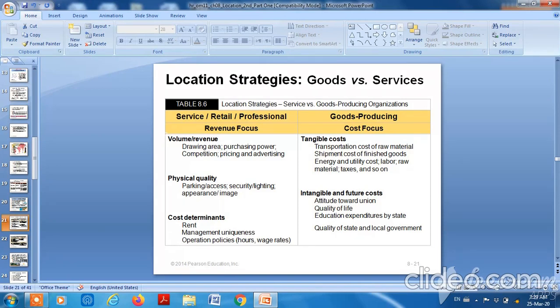The goods or manufacturing industries will be concerned about the cost because they are cost focused. The cost will consist of tangible costs and intangible and future costs. Tangible costs like transportation costs of raw materials, shipment cost of finished goods, energy cost, utility cost, labor cost, raw material cost, taxes, and so on. Intangible and future costs like attitude toward union, quality of life, education, expenditures by the state, quality of state and local government.